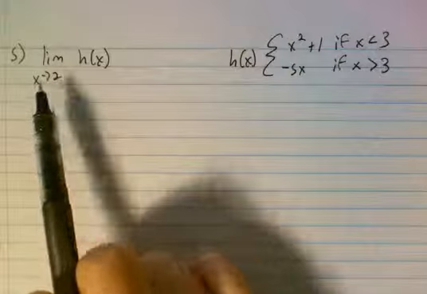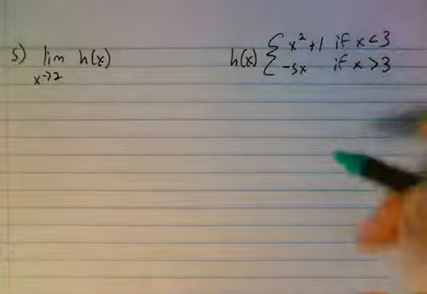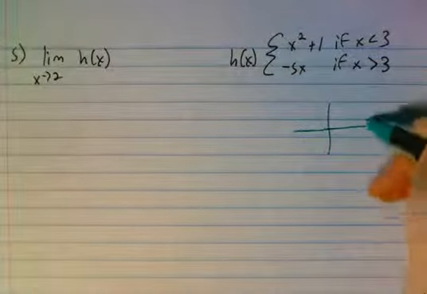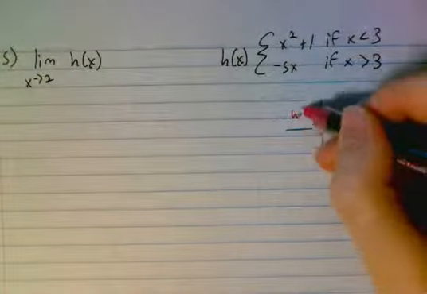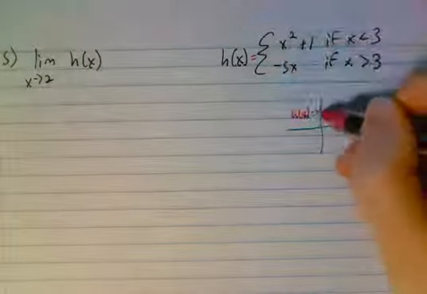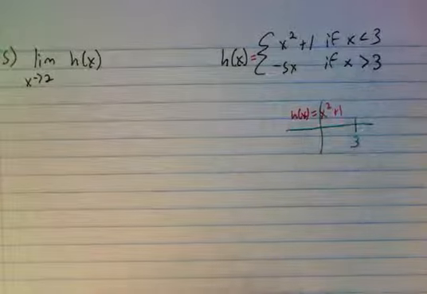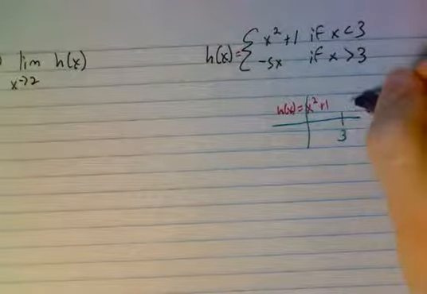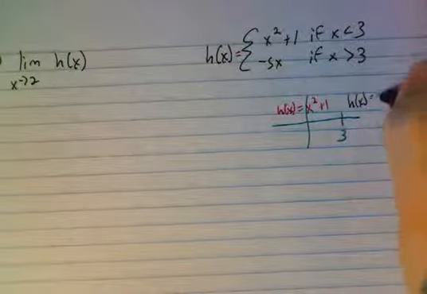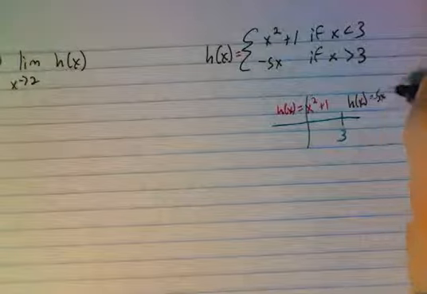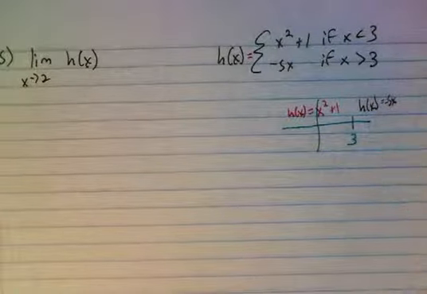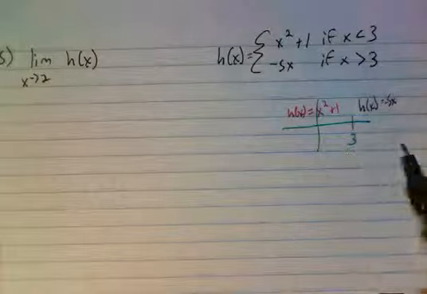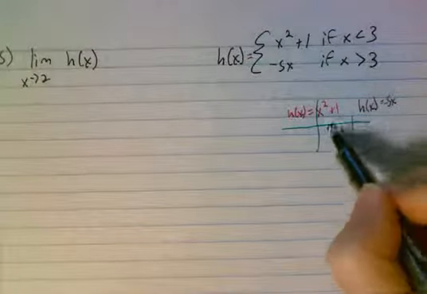at x equals 2. So what makes this problem sneaky is that if we go to draw it, we've got h of x equals x squared plus 1 on one side. We've got h of x equals negative 5x on the other side. But when we go to do our left and our right limit, the number that we're looking at is actually 2.